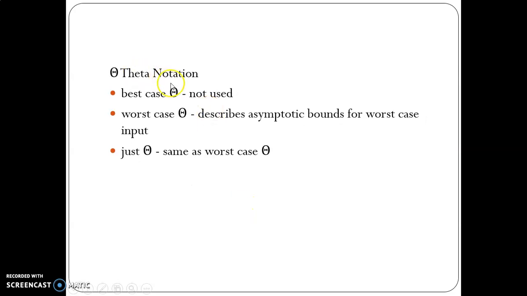Then we have the theta notation. Theta notation is not used for the best cases. And in the worst case, it describes the asymptotic or a tight bound for the worst case input. And it is the same for the average case inputs.